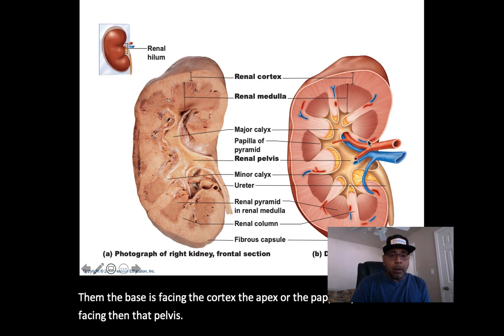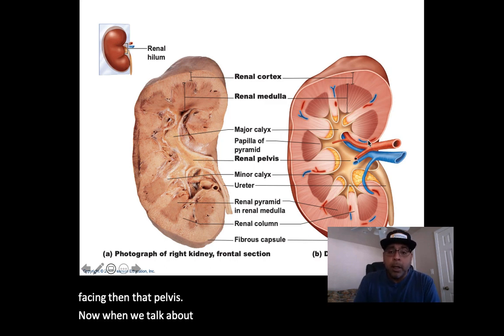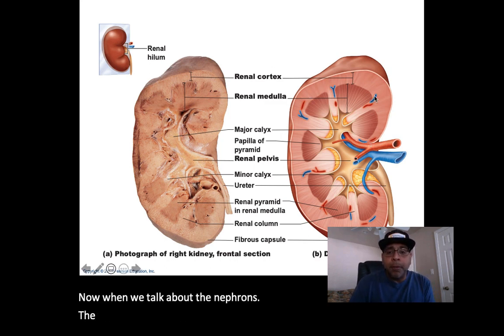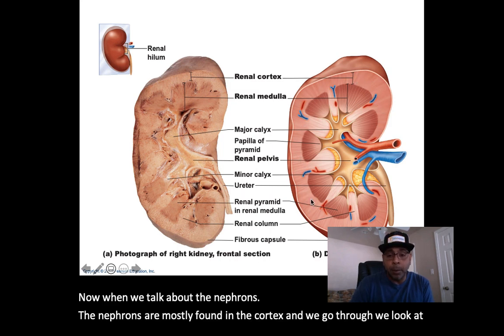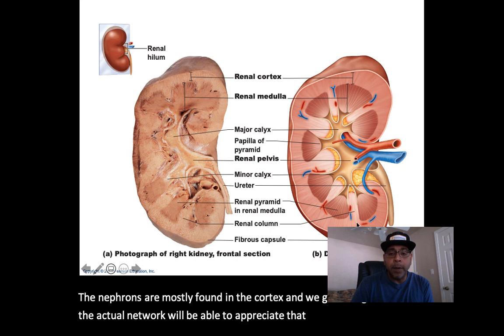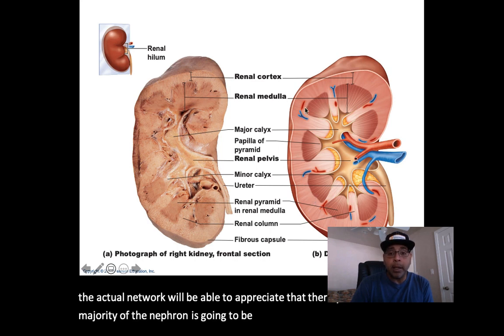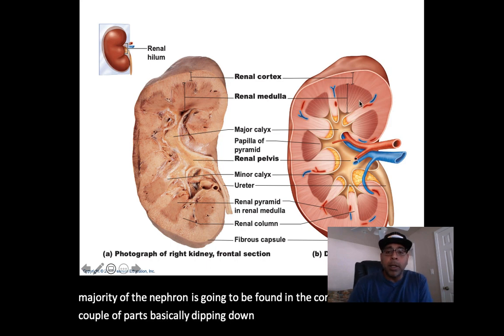Now, when we talk about the nephrons, they are mostly found in the cortex. When we go through and look at the actual nephron, we'll be able to appreciate that. You see the majority of the nephron is going to be found in the cortex, and we'll have a couple of parts basically dipping down into, you can see, the medulla.